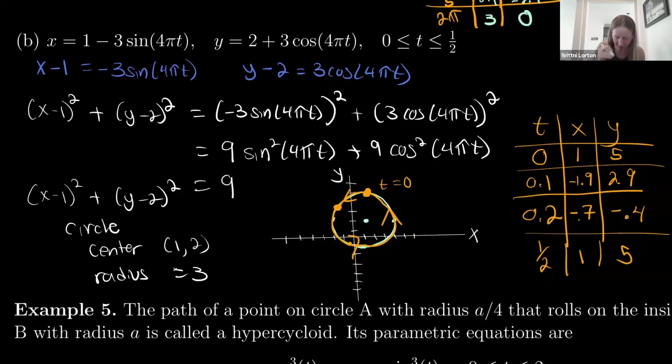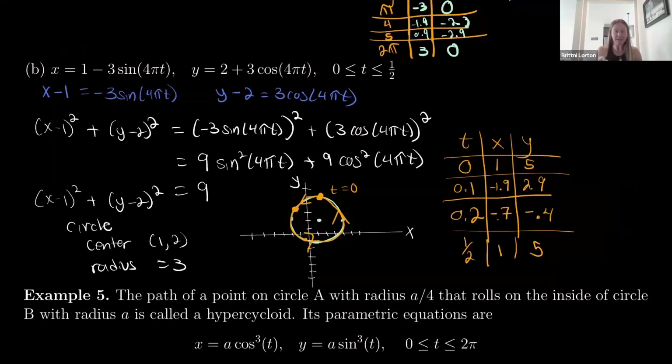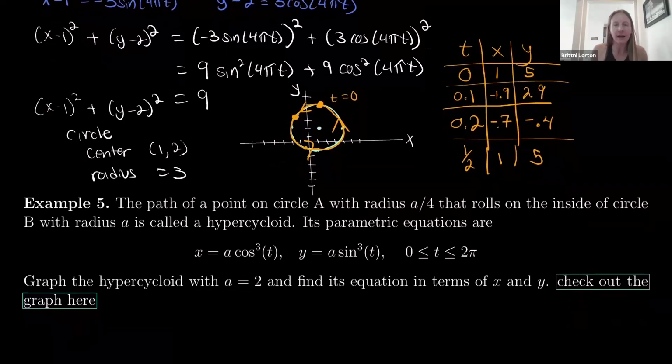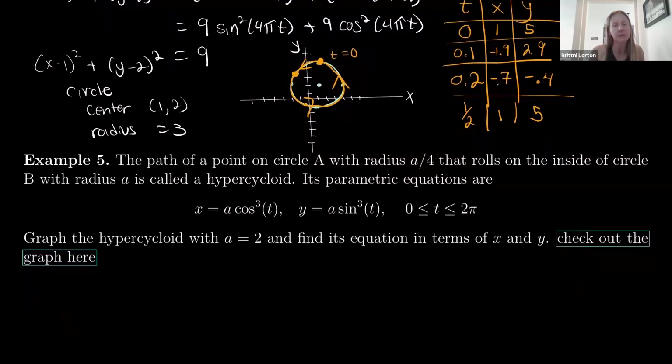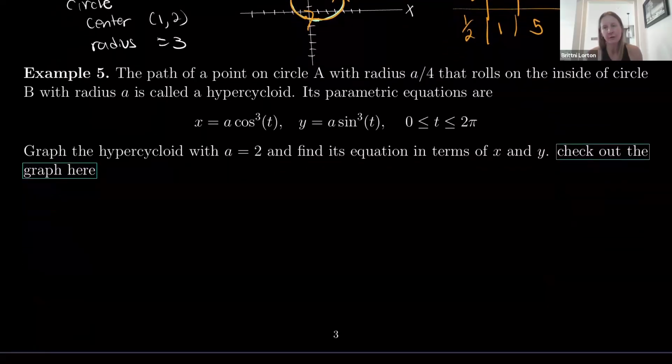All right, we are on a roll with these parametric equations. So I have another example. The path of a point on some circle, let's call that circle capital A, with a radius of little a over 4, that rolls on the inside of a circle, we'll call that B, with the radius a, has a name. It's called a hypocycloid. Its parametric equations are given by this: x equals a times cosine cubed of t, and y is equal to a times sine cubed of t, and we're going to do where t goes from 0 to 2 pi.